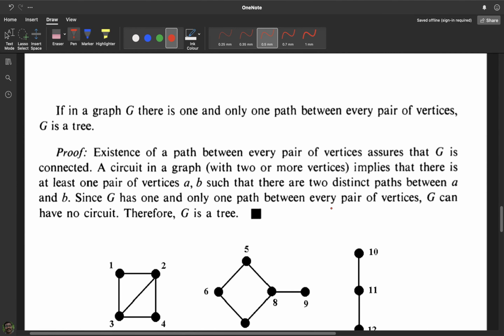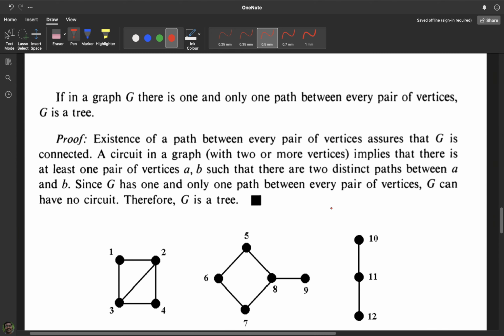And a related one is this: suppose in a graph you have exactly one and only one path between any two vertices, then it is a tree. So this is the reverse assertion. You have a graph in which there is exactly one path between any pair of vertices, and you have to show that it is a tree. First of all, the graph is connected. Why? Because between any two vertices you have a path, so it is connected.